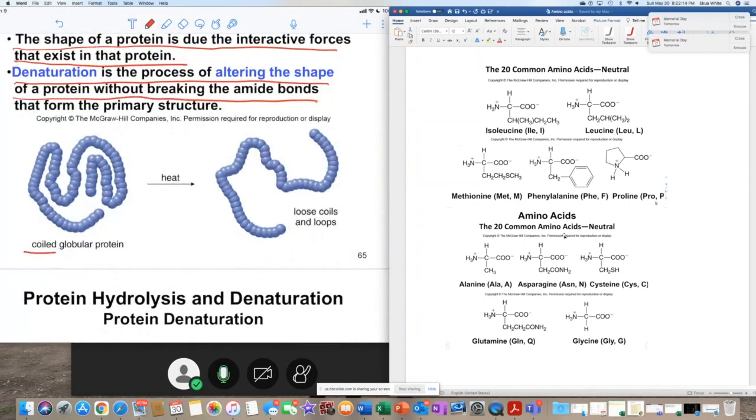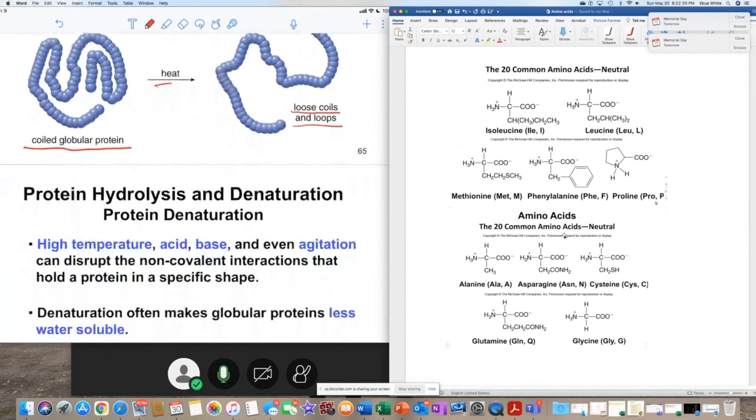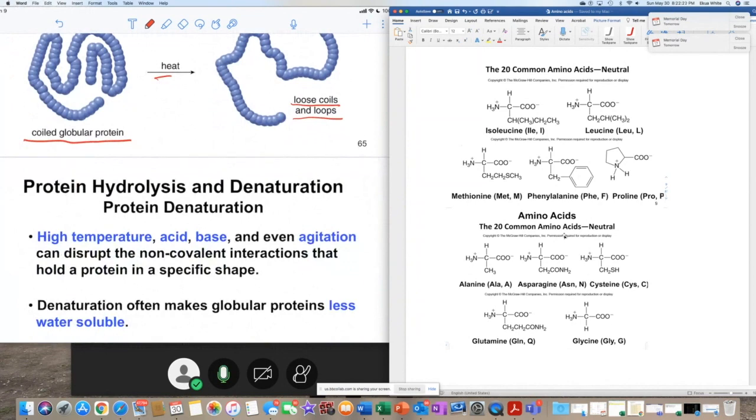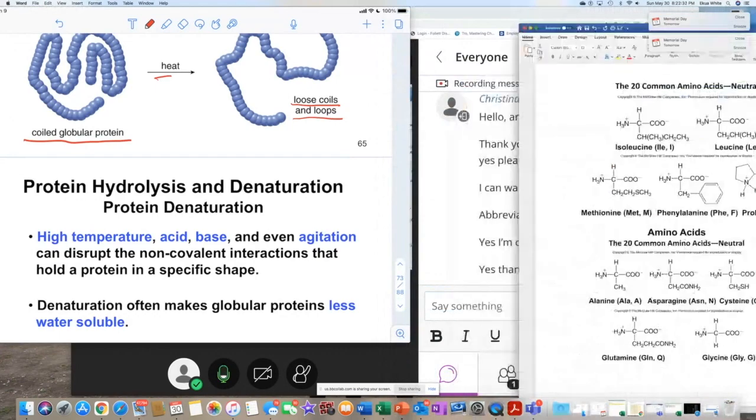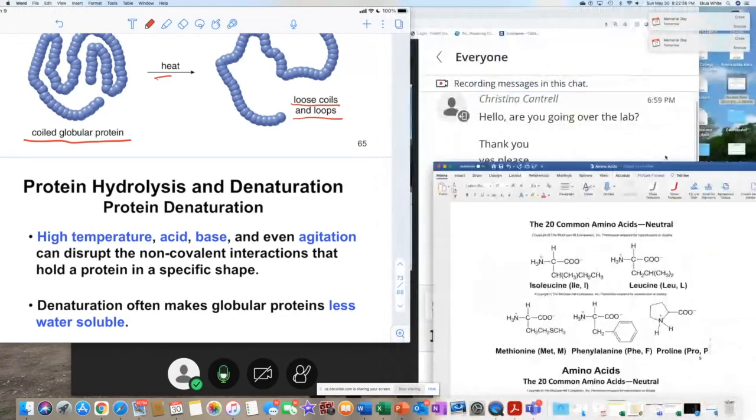So here, if you have a coiled globular protein and you apply heat, then you end up with loose coils and loops. It's kind of like when you flat iron your hair: you're breaking the intermolecular forces, but not necessarily breaking the bonds that make your hair. Unless you apply too much heat, then you're going to be breaking the bonds that make your hair completely, right? Okay, just want to make sure there's no question here.